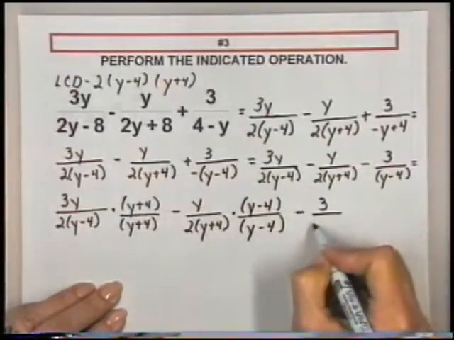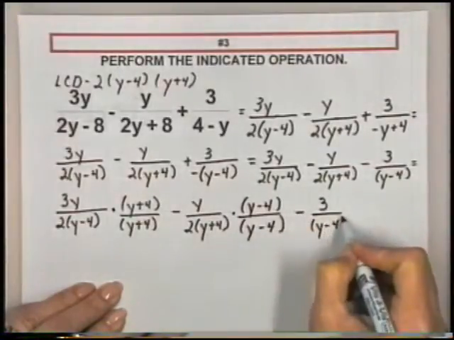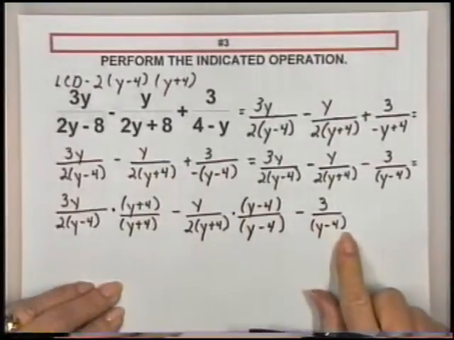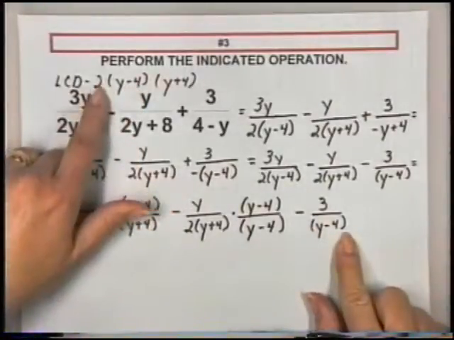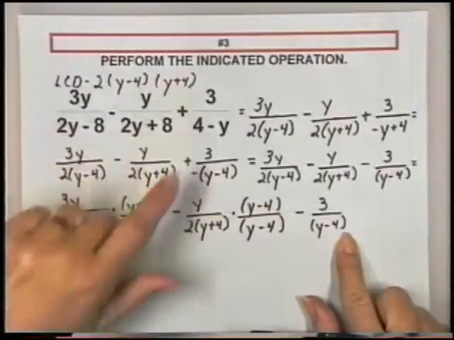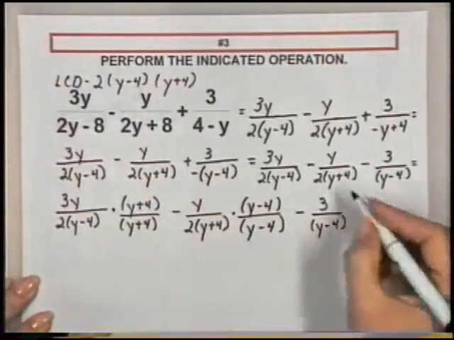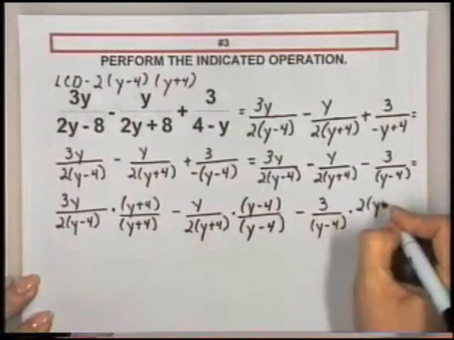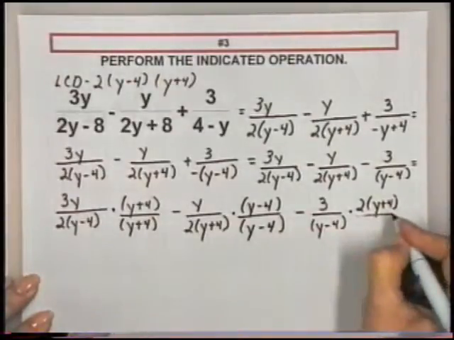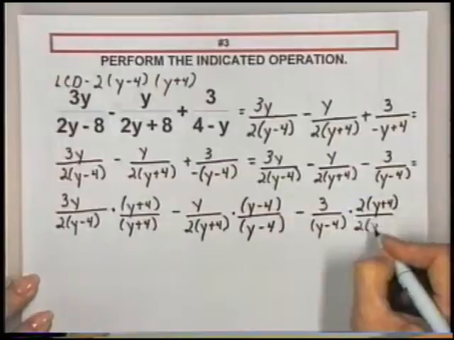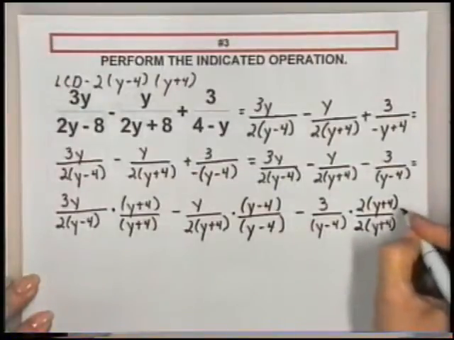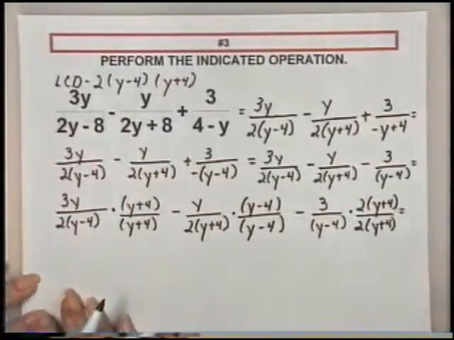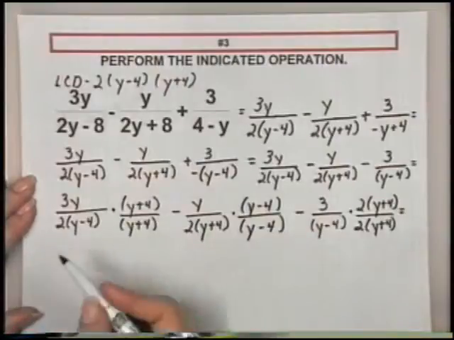Let's move to my third fraction. I have my y minus 4 factor. I do not have my 2. I do not have my y plus 4. So I need to multiply by 2 times y plus 4 over 2 times y plus 4.